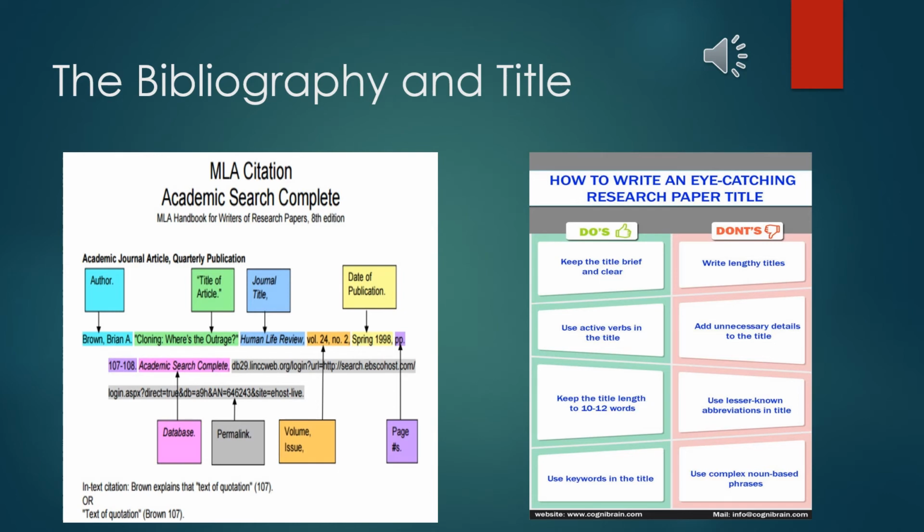But basically, it lists by the author's last name in alphabetical order, or the title of your article if there is no author, where you got your information from. And again, this is so that your reader who wants to do further research can go find the sources that you found your information in. That's the last page.